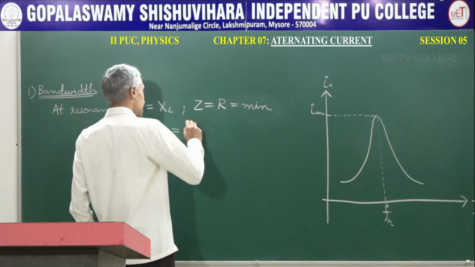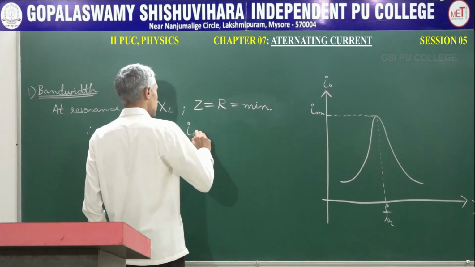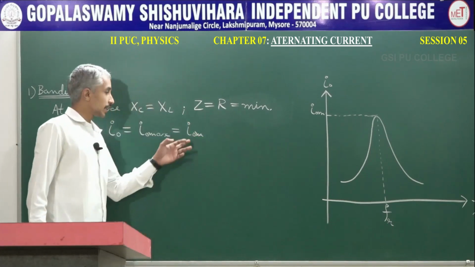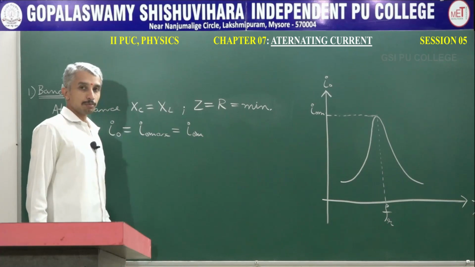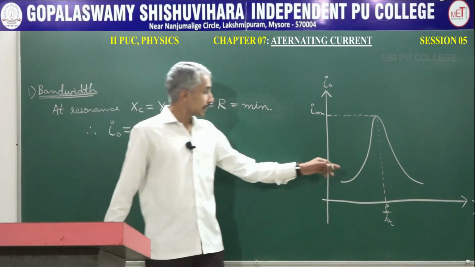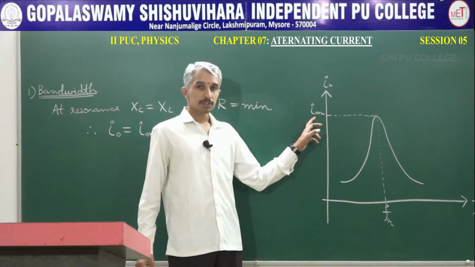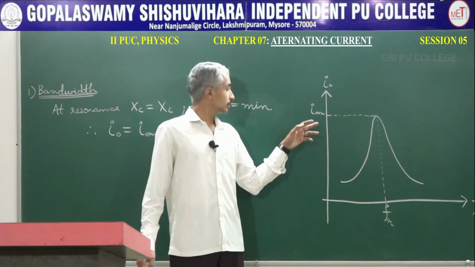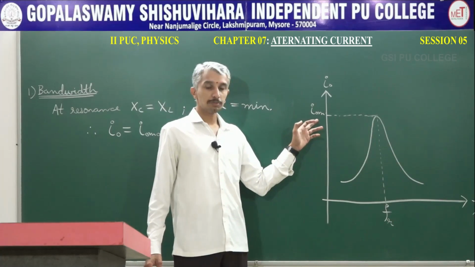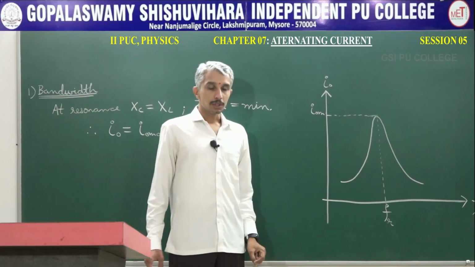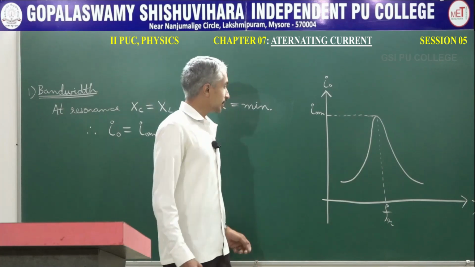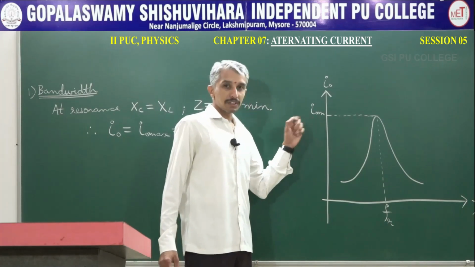So I will write it in short as I0M, which means the current in the circuit will become maximum. So that is the condition represented here. At resonant frequency, the peak value of the current, or we can also say the current in the series LCR circuit, becomes maximum. Now we will try to see what happens to the power in the circuit.